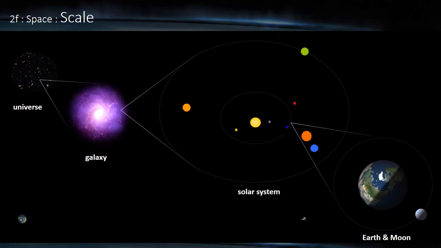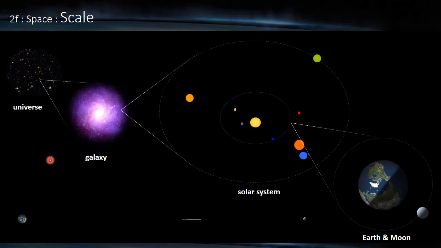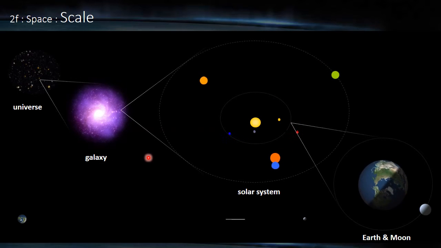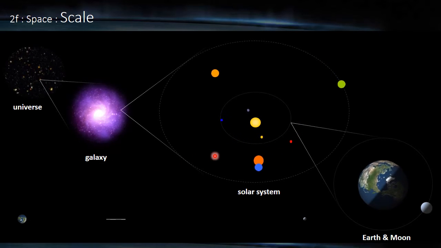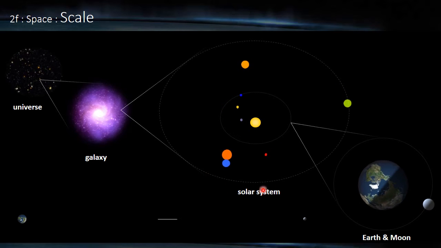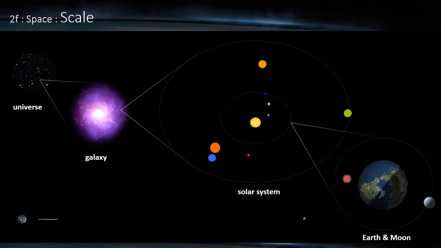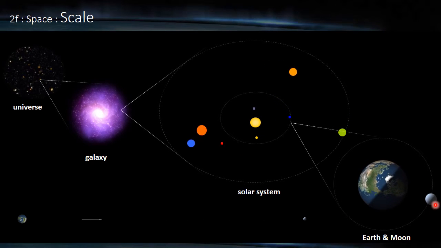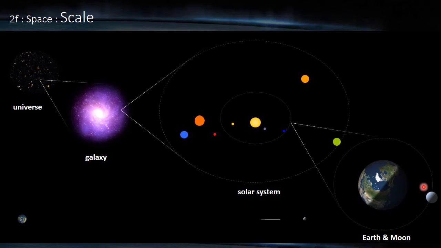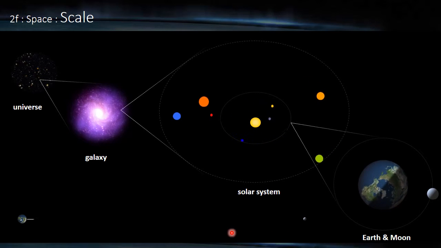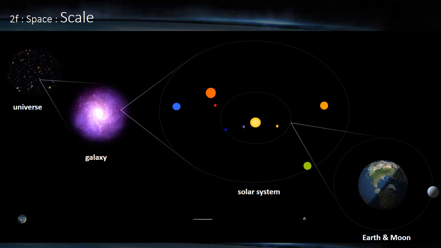So we have our overall scale: one universe, hundreds of billions of galaxies. Within the galaxies we've got hundreds of billions of stars. Some of those stars have planets around them, and hopefully that may harbour some life. We also have satellites such as moons around those planets as well. And finally we have this concept of a light year, or the distance that light travels in 1 year.